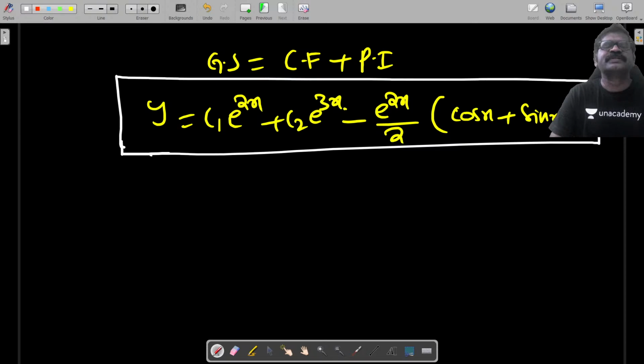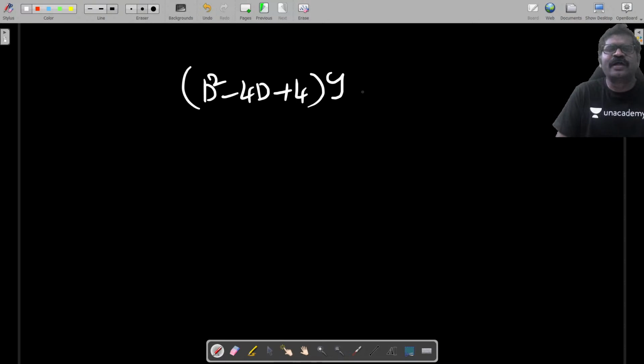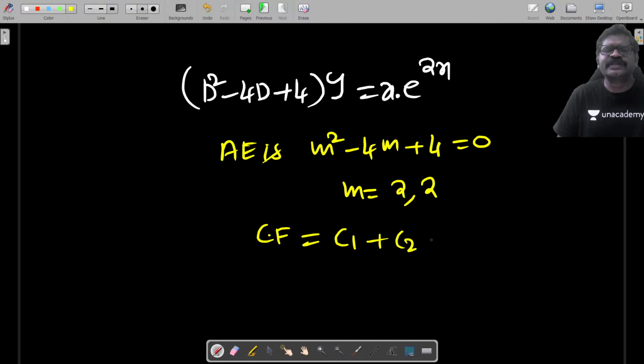Next problem, (D square minus 4D plus 4) of y equal to e power 2x into x e power 2x. Here the auxiliary equation is m square minus 4m plus 4 equal to 0. M is equal to 2, 2. Roots are real and equal. Therefore, complementary function is (c1 plus c2 x) of e power 2x.